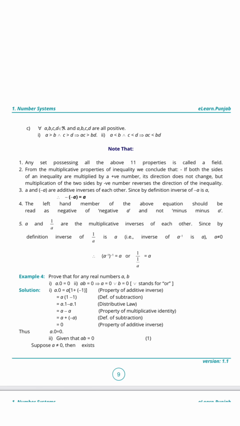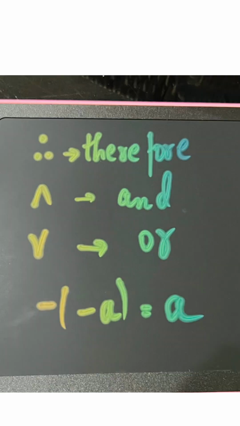Now we have an example which states: prove that for any real numbers a, b, first a dot 0 is equal to 0, and ab equal to 0 implies that a is equal to 0 or b is equal to 0. Note the symbols: the one like a mountain means and, the one opposite to it means or, and the three dots symbol actually means therefore.